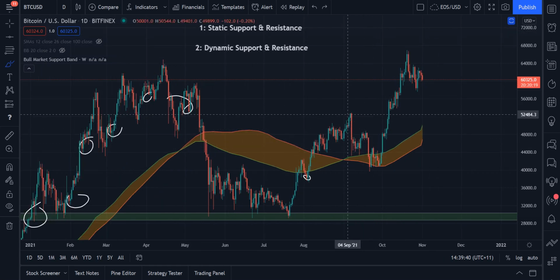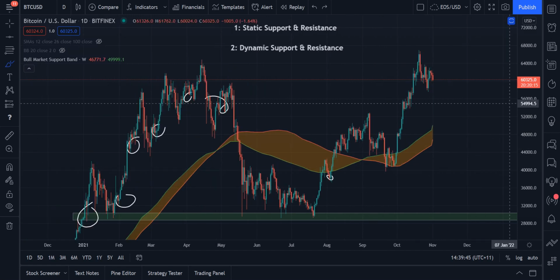If they're dynamic, he probably came down here in September. He saw it reach the 20-week SMA. He looked at the charts. He looked at the history. He said, it's probably very unlikely we're going to drop below this region. And he probably bought here.